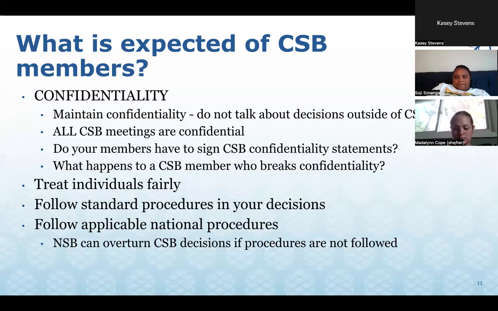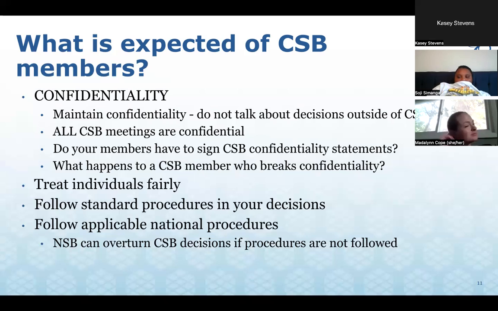Next is to really treat individuals fairly. I know it's sometimes really hard to be impartial, especially with friends. But I think one of the unique parts of being on chapter standards board is really trying to be impartial, trying to really just treat individual members of the chapter based on the Constitution, based on your chapter procedures and everything.